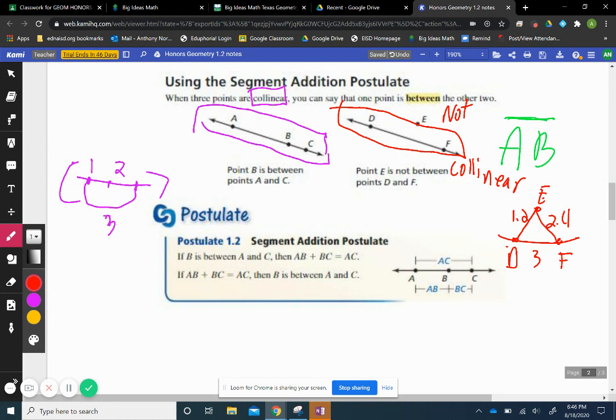So notice that this has three parts. We have AC, AB, and BC. Remember that when there's no bar on top, this represents a distance. So what do we do when we have distances? Distance is just a number. So we can write a formula.